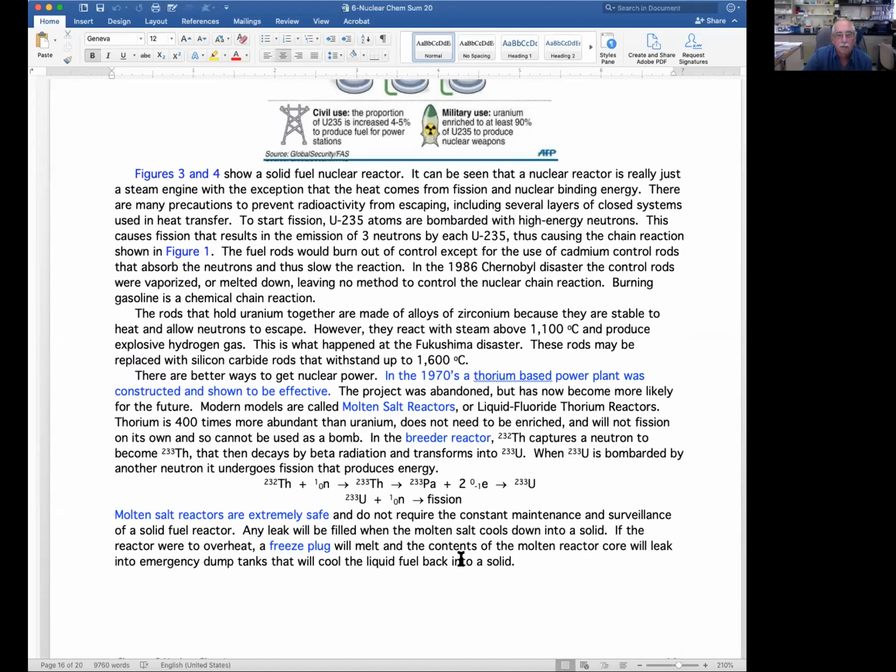So I don't know how you guys feel about nuclear power. It is not something that's easy to do. It has very high requirements for technology and everything else.